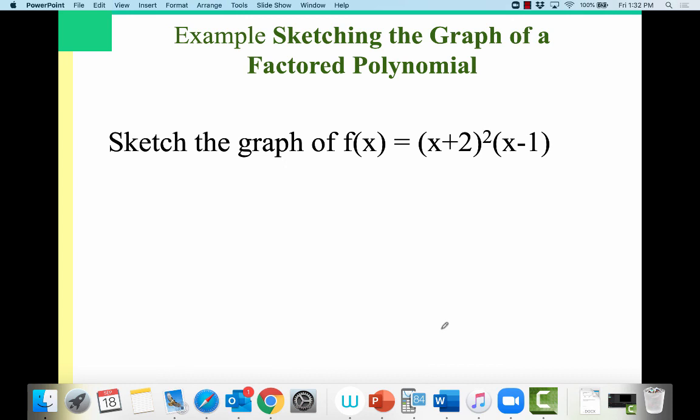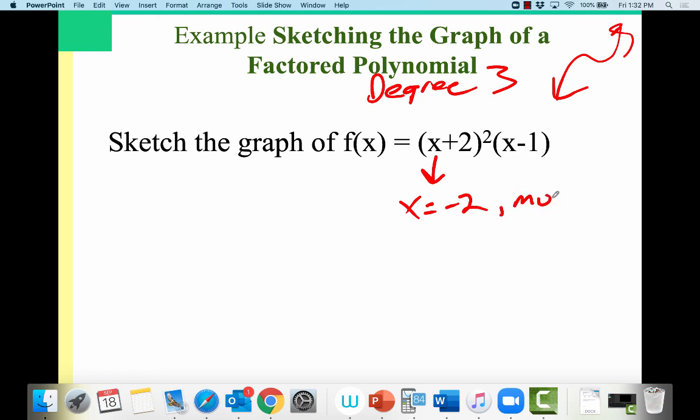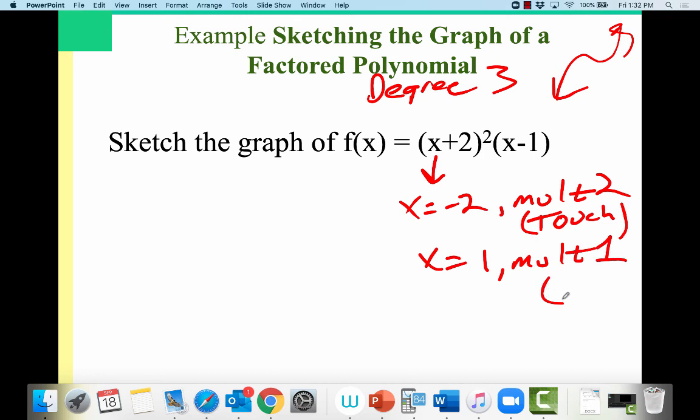So now it wants us to sketch the graph. And if we did this without a graphing calculator, first of all, the whole thing has degree 3. So that means I know I'm going to finish like that, right? And then we know that x equals -2 is a 0, and it has multiplicity of 2, which means that it should touch. And then we have x equals 1, and that has multiplicity of 1, which we don't really write, but we can make note of it. And that's going to go through.